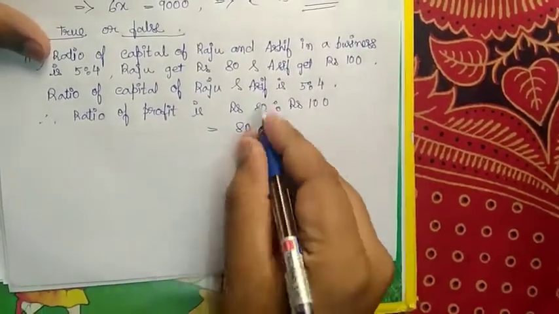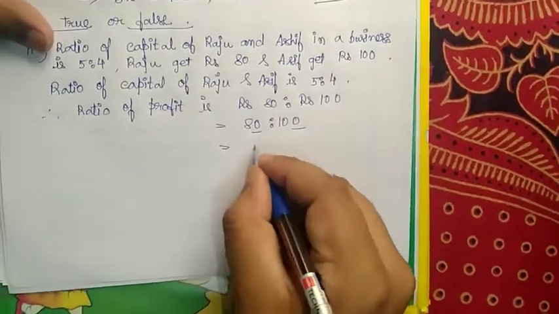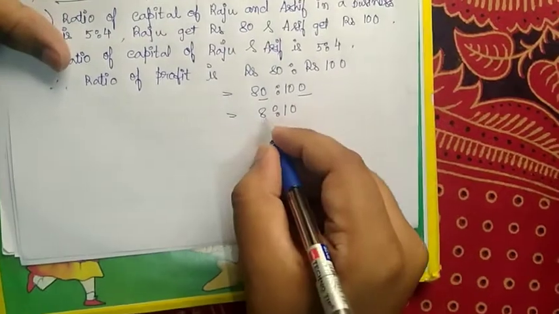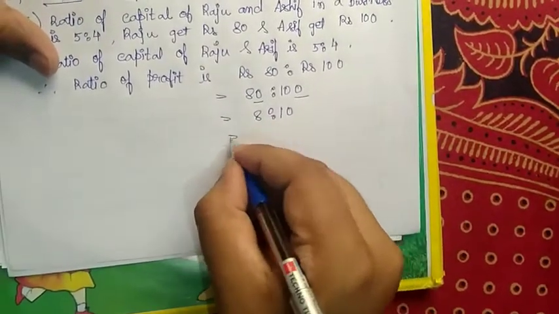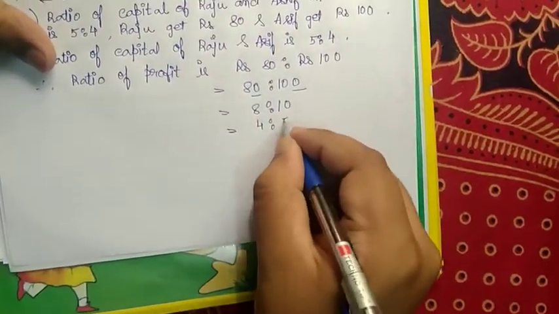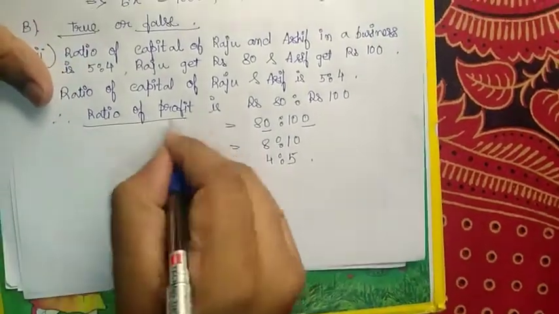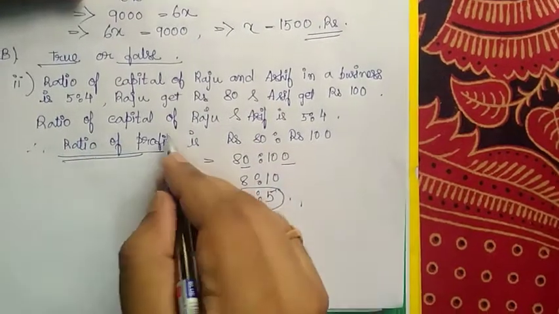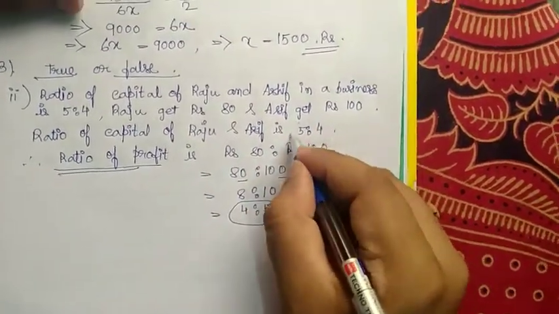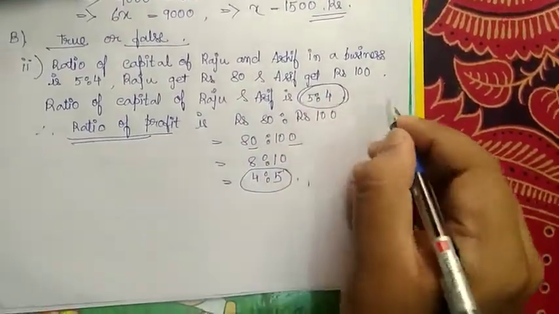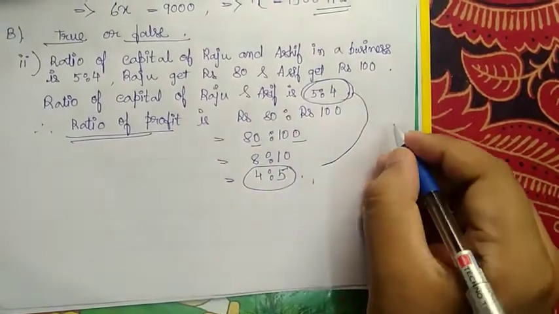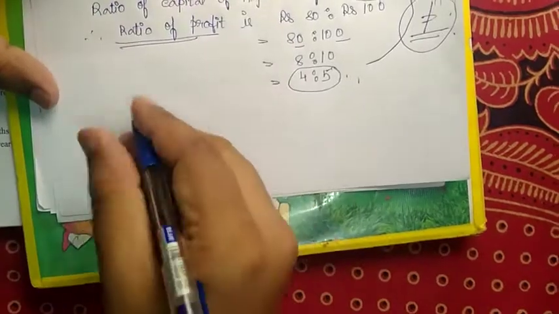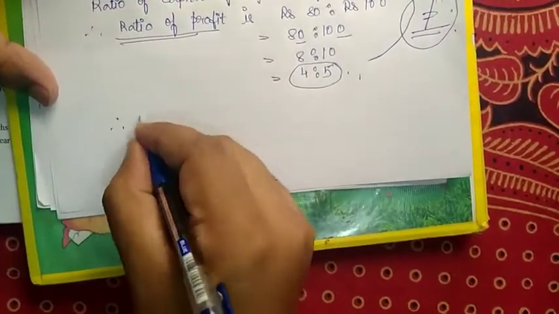There is a 0 common, we can eliminate those, so therefore we get 8 to 10. Now we can divide it by 2, so therefore we get 4 to 5. So we find the ratio of profit is 4 to 5. But in the question the given ratio of capital of Raju and Asif is 5 to 4. So therefore these two are not equal. So therefore we can say this is a false statement.